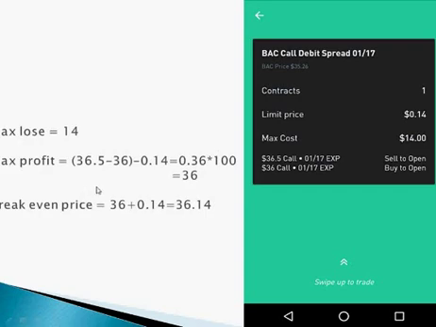The break-even price is going to be 36 plus the premium paid, 0.14, which is going to be $36.14. That's how you calculate it: the lower strike price plus the premium paid.